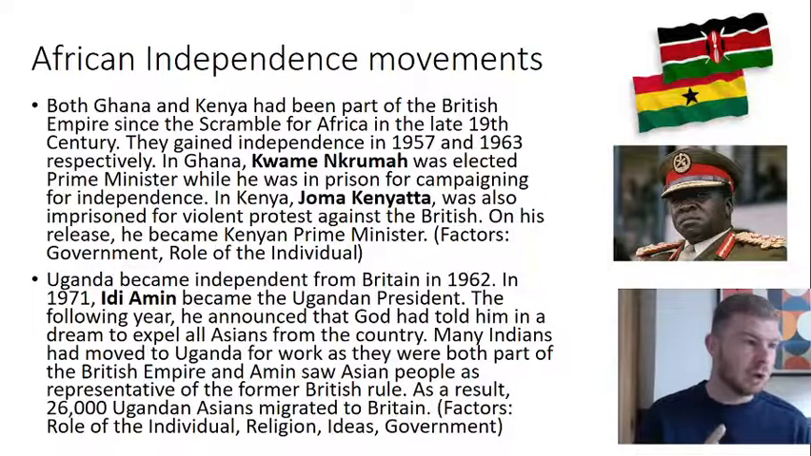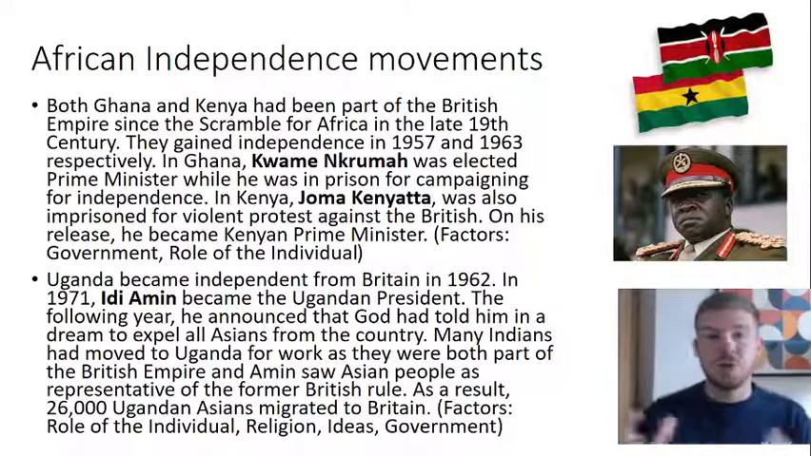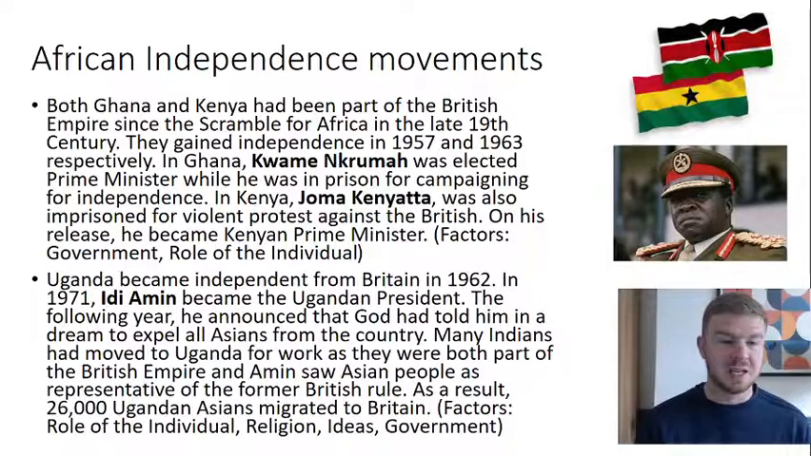So people had travelled over from British-owned India to British-owned Uganda. It was seen as all one big empire. But Idi Amin and a lot of Ugandan people saw the presence of Indian people as a symbol of British rule. So 26,000 Ugandan Asians that had been kicked out migrated to Britain, with many of them located in places like Birmingham. So a really key thing to see how a role of the individual or how religion affected migration to Britain.